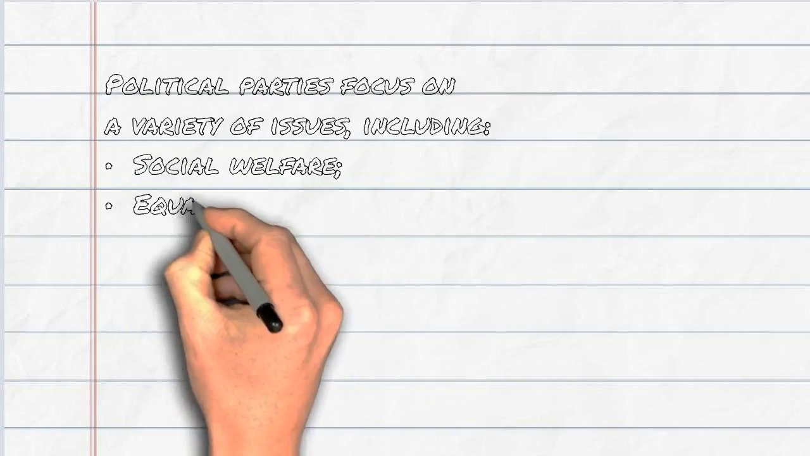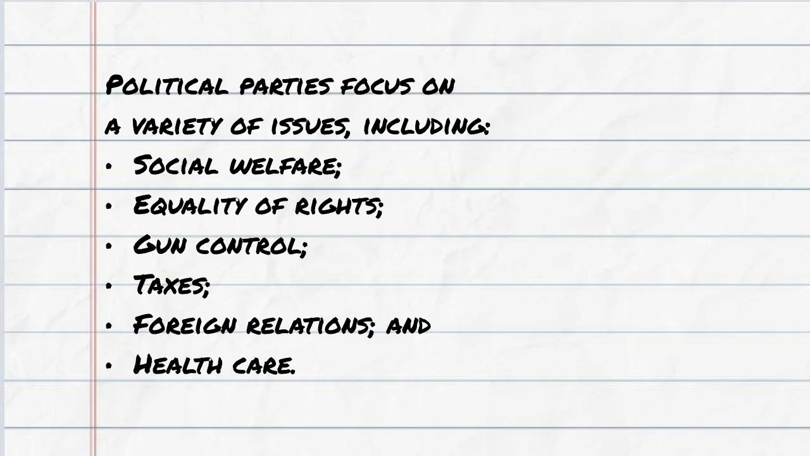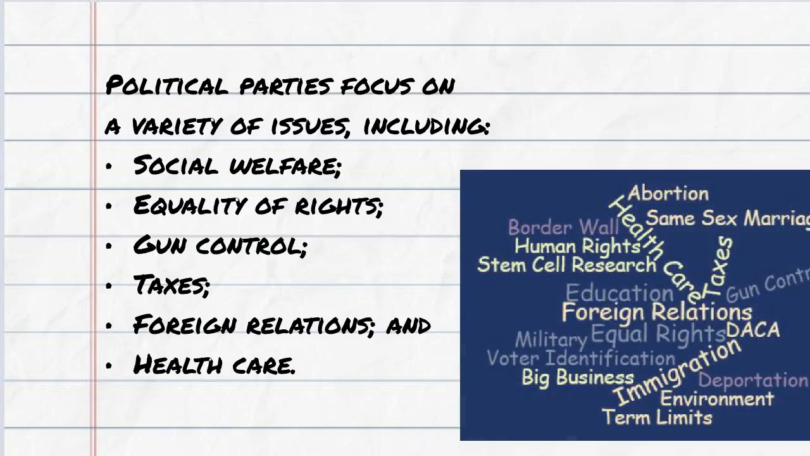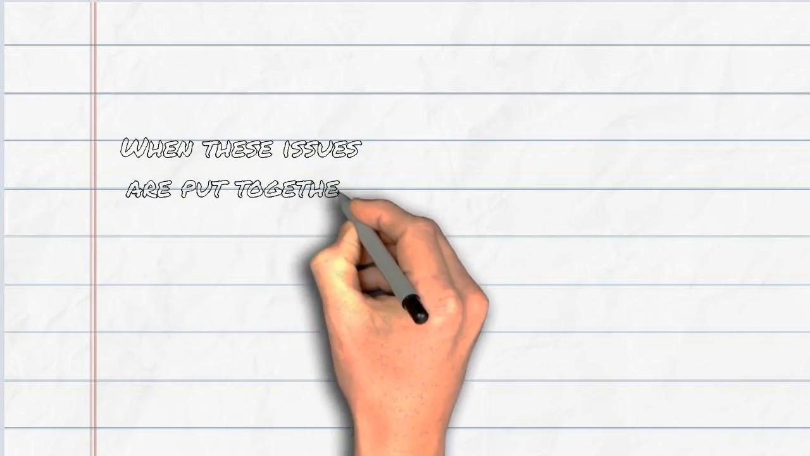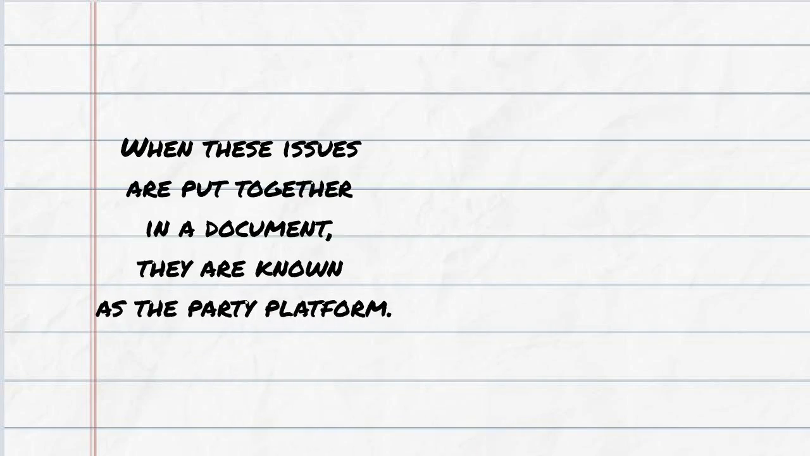Political parties focus on a variety of issues, including social welfare, equality of rights, gun control, taxes, foreign relations, and healthcare. When these issues are put together in a document, they are known as the party platform.